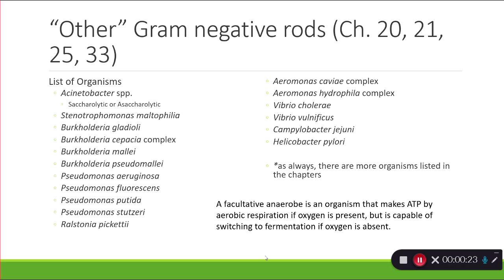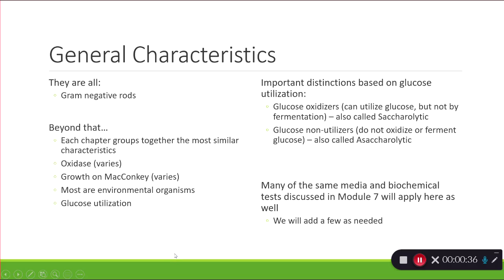And just a definition, a facultative anaerobe is an organism that makes ATP by aerobic respiration if oxygen is present, but is capable of switching to fermentation if oxygen is not there. So what are some of the general characteristics? Well, they're all gram-negative rods. And beyond that, each chapter groups together the most similar characteristics.